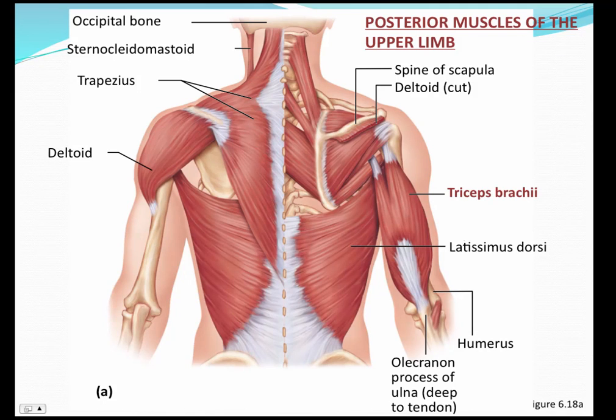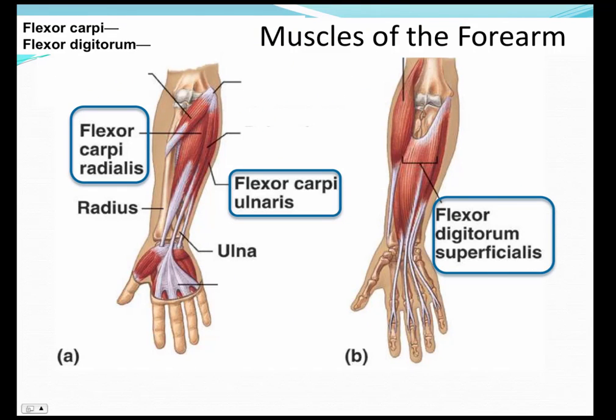Looking at more posterior muscles of the upper limb. Oh, we already went over triceps brachii. But as a reminder, this is going to extend your elbow, and it's antagonist to what again? Your biceps brachii. Looking at muscles of the forearm, we're going to look at two different categories.